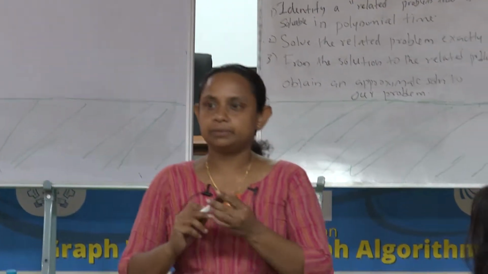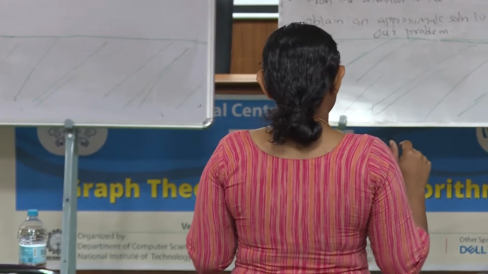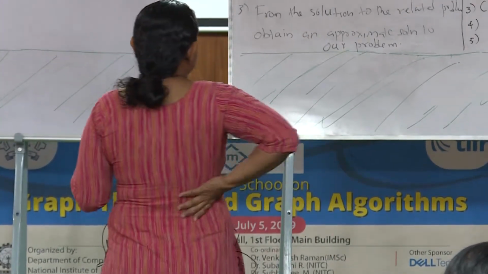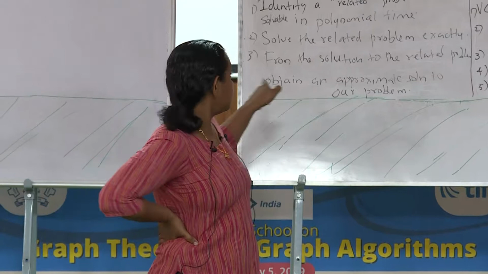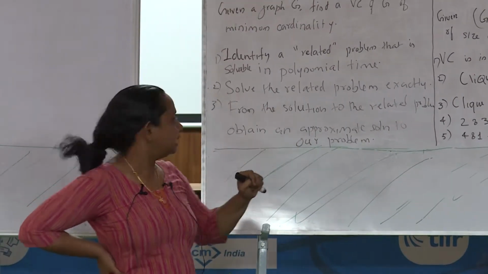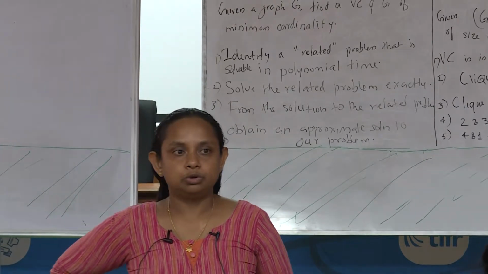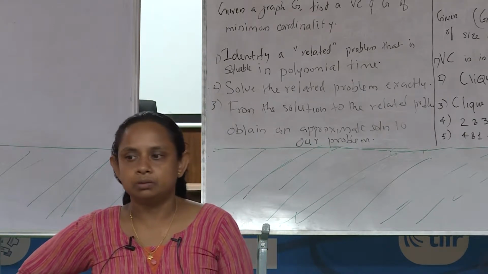That is fine. Any questions? Idea is clear, right? There are two things which we should make sure are in polynomial time. One is that the related problem can be solved in polynomial time. And then there is one more step which should be in polynomial time. So what is that step? This step can be done in polynomial time, right? We should make sure of that. Then what else should we make sure we can do in polynomial time to get an approximate solution to our problem?